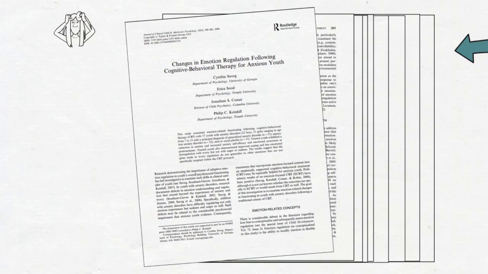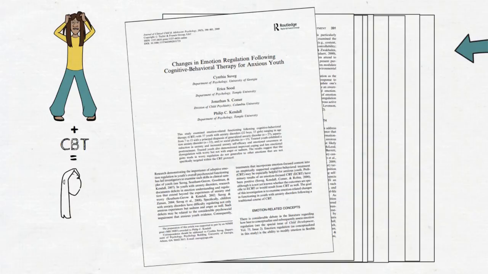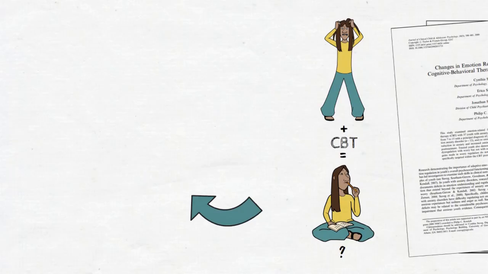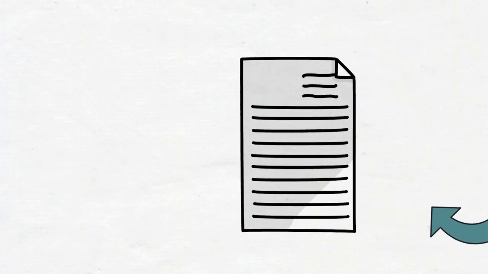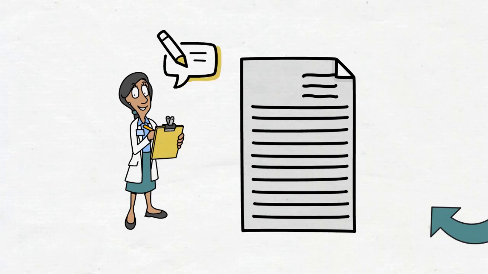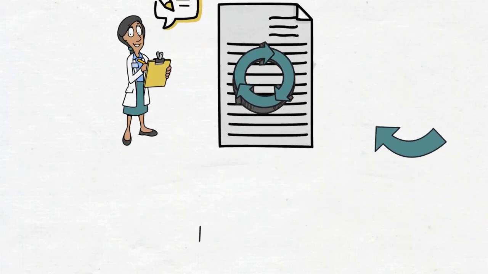In simple terms, these researchers want to know if a specific type of therapy, cognitive behavioral therapy, or CBT for short, helps anxious teens manage their emotions. Original research articles are peer-reviewed, meaning they undergo a rigorous process of review and editing by other researchers in the field of psychology before publication. They are the bread and butter of any psychology research project.